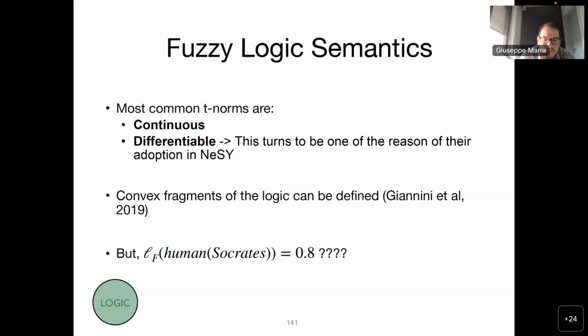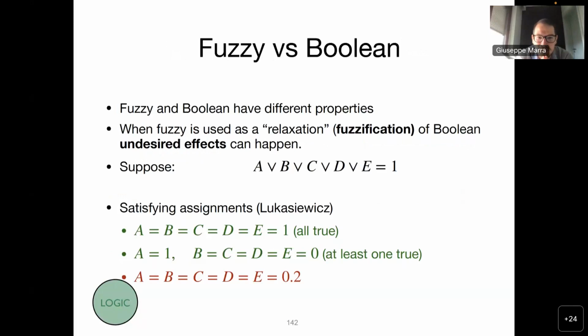So for example, if human Socrates is 0.8, is it true? Is it false? Is it enough just to put a threshold at 0.5 and say that if it's more than 0.5, then it is true? Well, it's very hard to make these kinds of choices. For example, I have an example here. Suppose that we have a disjunction between 5 possible values, like A, B, C, D, and E. And you want to use this with a fuzzy relaxation. So you say, okay, if I want this constraint to be true in fuzzy logic, I want it to evaluate to 1. So the value of this sentence should be 1. And suppose that you use some kind of solver or optimization process that finds the values of the single A, B, C, D, and E given this constraint, some kind of satisfiability.